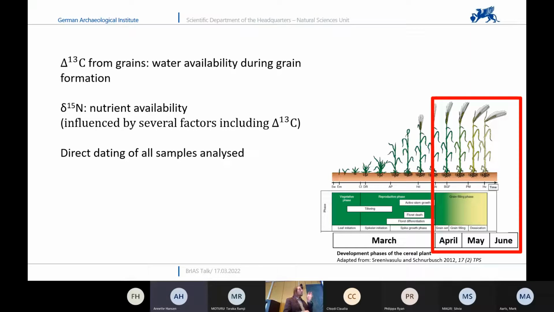So we used the chaff grains for these measurements, and we relied basically on the carbon to observe water availability, and depending on the values that we had on the carbon, we looked or not into the nitrogen, because we always observe that it is highly dependent on the carbon. So in very dry conditions, which we sometimes detect, the nitrogen just goes up, and it doesn't mean that they are being manured or anything.